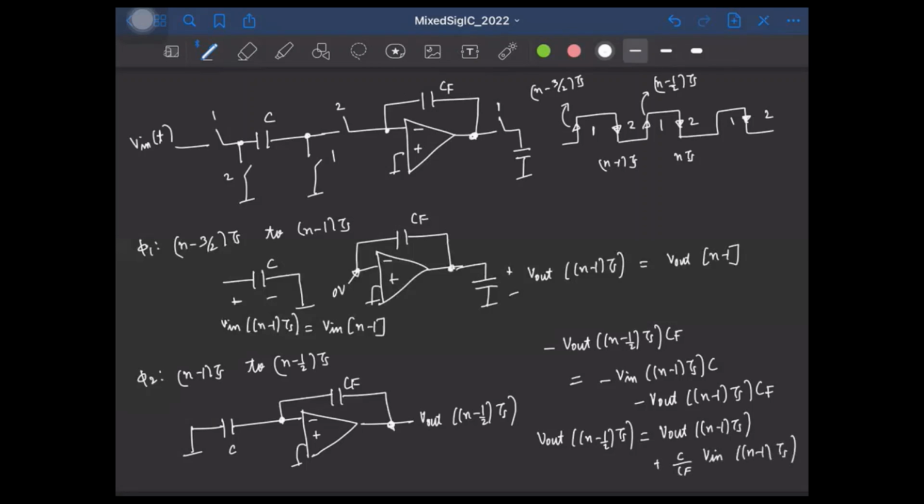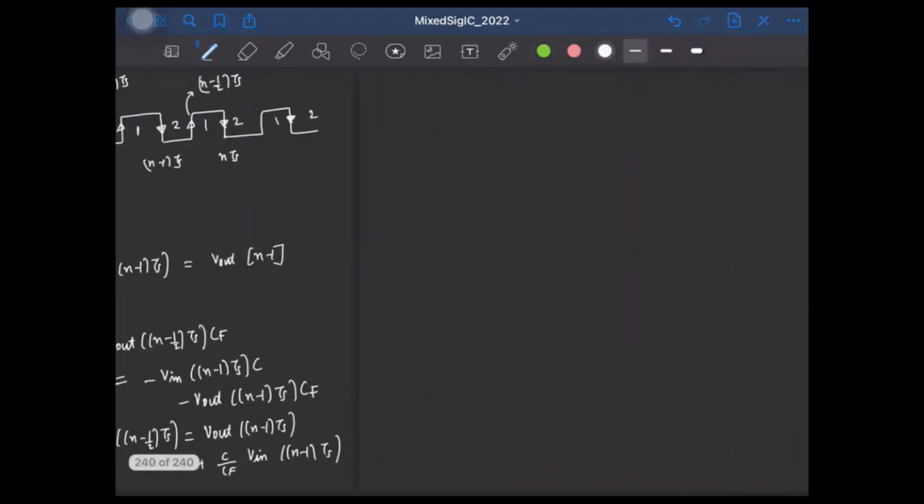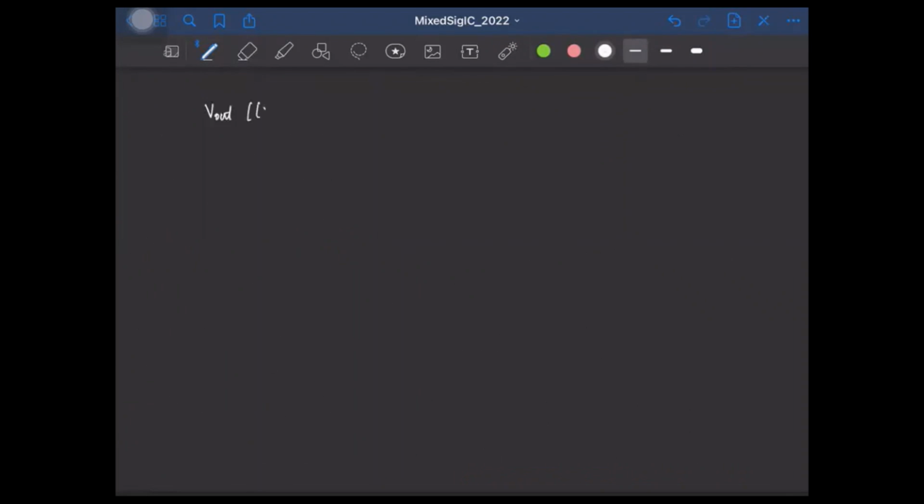And during the next phase phi 1, what will be the output that is sampled? That will be Vout of nTs. That will be the same as this fellow, right? Because between phi 2 and phi 1, the only change is that we are disconnecting the capacitor and using it to sample the input, right? So the voltage across the capacitor CF is going to be the same, and that will be this, right? So if we write the final output, we'll have Vout of nTs to be Vout of (n-1) Ts, that is the previous output sample, plus C by CF into Vin of (n-1) Ts.